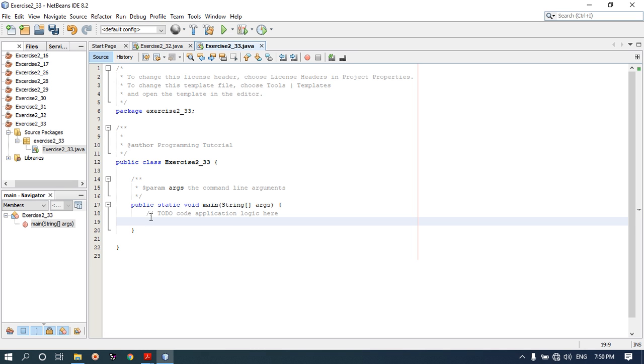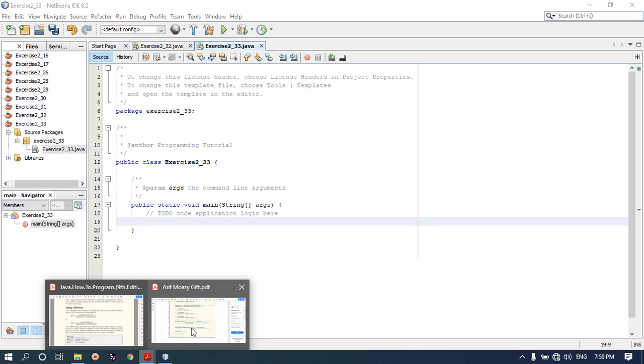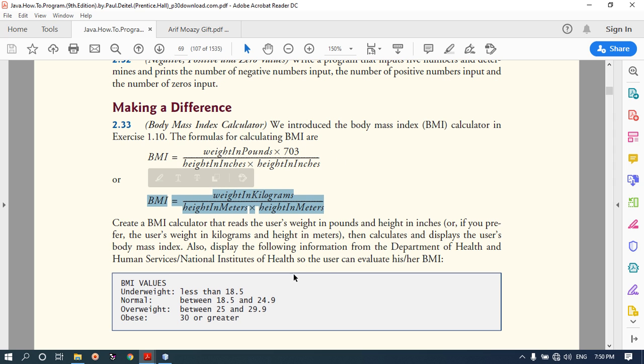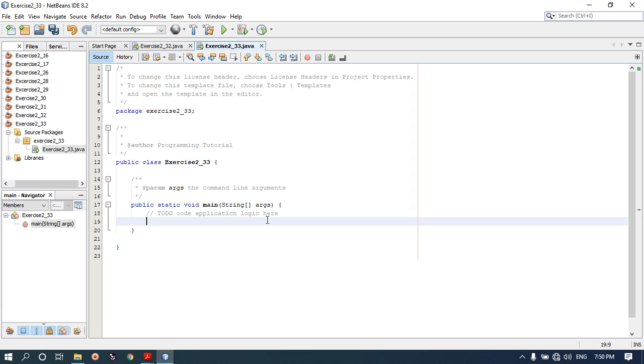So in this video I want to solve the question number 2.33. So here the question is given two methods. I want to use the second one, and let's start it. We need a scanner class. Now let's import it.